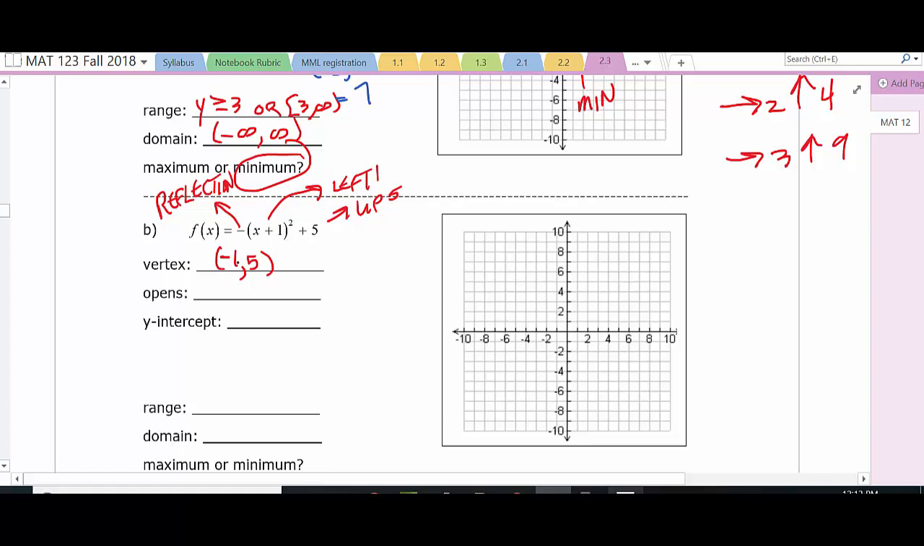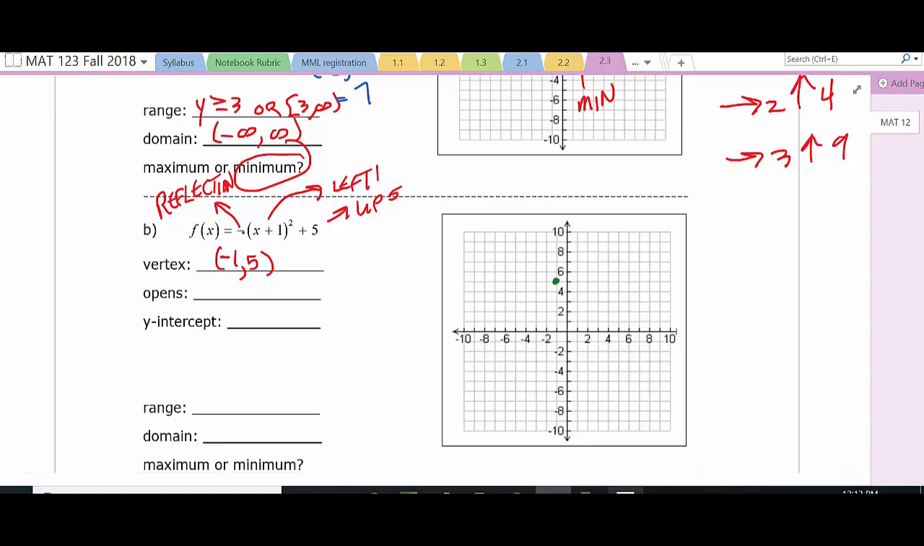Okay, so what you do is you want to do this efficiently automatically. This thing is left 1, so that's going to be -1. That's up 5, so it's just 5. So go ahead on your graph and go ahead and plot that point. Let's just kind of plot things as we go. So we go left 1, up 5, like that. That's the vertex. Okay, does this open up or down?